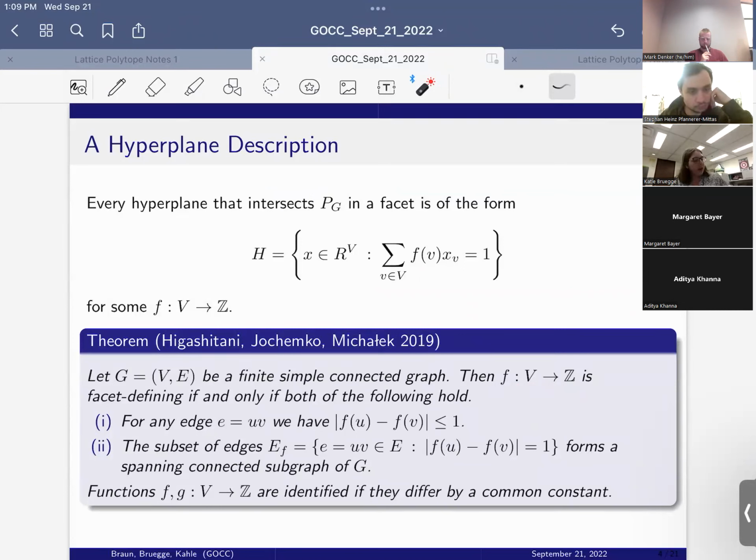So for every edge in the graph, the difference of the labels that we put on the two vertices of that edge can differ by no more than 1. So the difference is less than or equal to 1. And the set of edges for which that difference is exactly 1 forms a special subgraph of G. It is a spanning connected subgraph that we will call a facet subgraph.